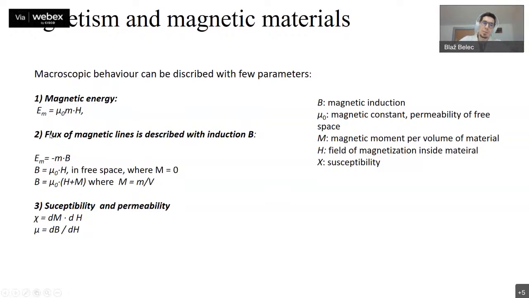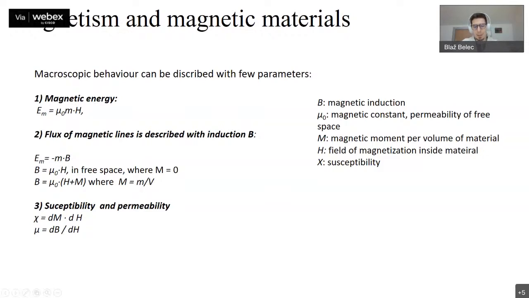Then we can also describe the flux of magnetic lines. So the density of those magnetic lines in some material, this is called flux. We can see that it is connected to the magnetic energy, and then also to the external magnetic field and magnetic response, so magnetism of the material. The magnetism is then described as a magnetic moment per volume.